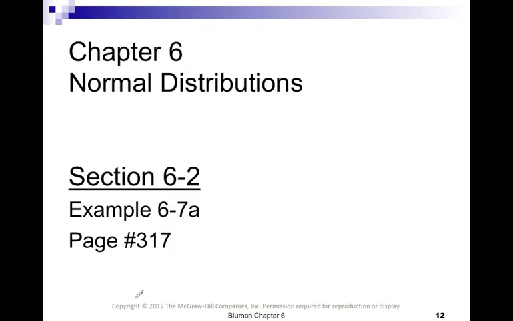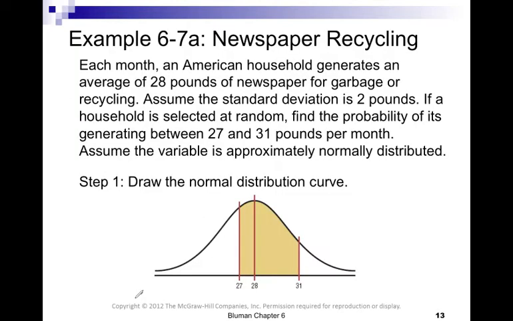Page 317. Here's newspaper recycling. Each month, an American household generates an average of 28 pounds of newspaper for garbage. So here's our average right here in the middle. Again, if you're drawing it, you place that number there in the middle. Assume the standard deviation is 2 pounds, so this is our sigma right here. If a household is selected at random, find the probability of generating between 27 and 31.